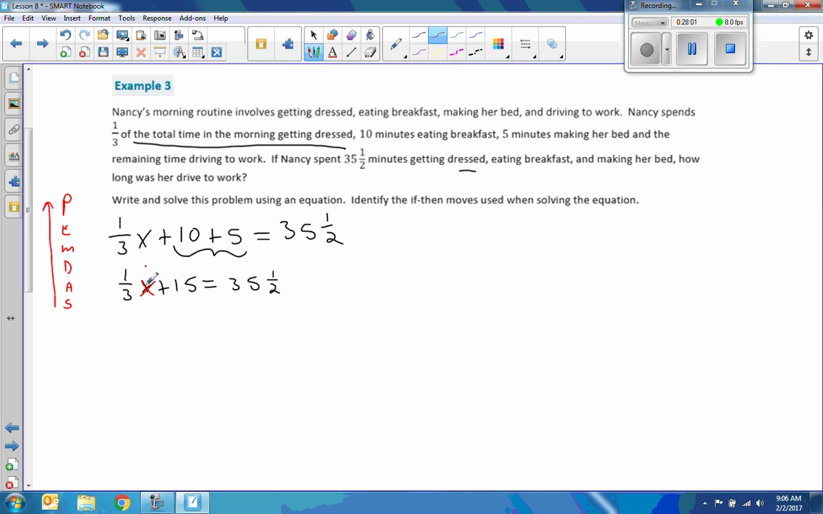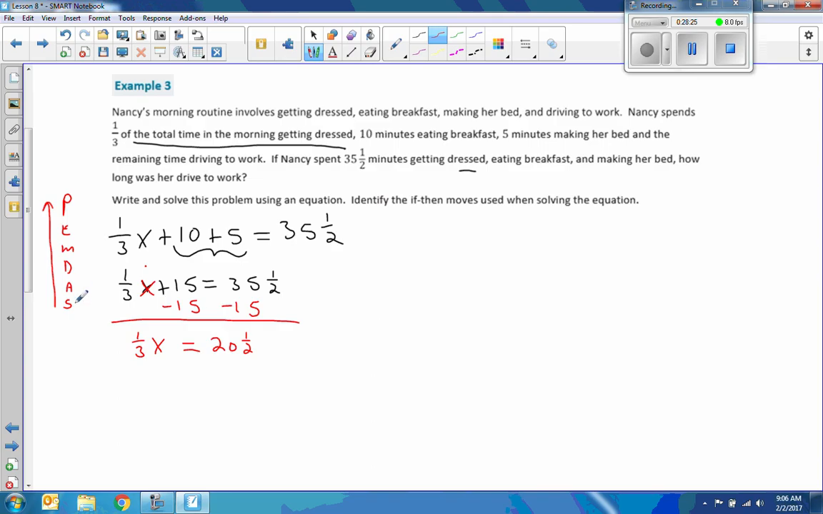So I want to get rid of this 15. I want to get it away from x. I want x to be all by itself on the left. So if I subtract 15, and I subtract 15 from this side, I'm left with 1/3 x. 15 minus 15 is 0. And then I get 35 minus 15, which is 20, and then that 1/2.